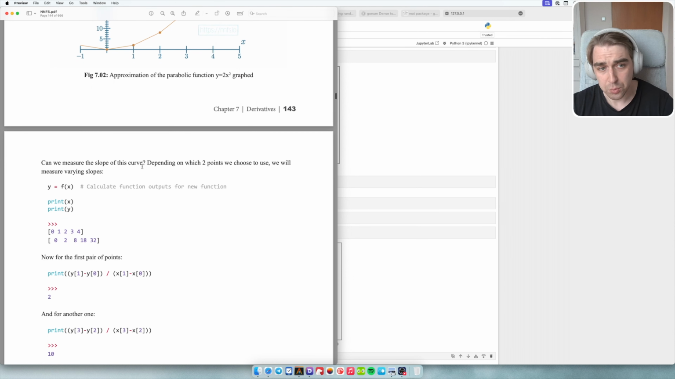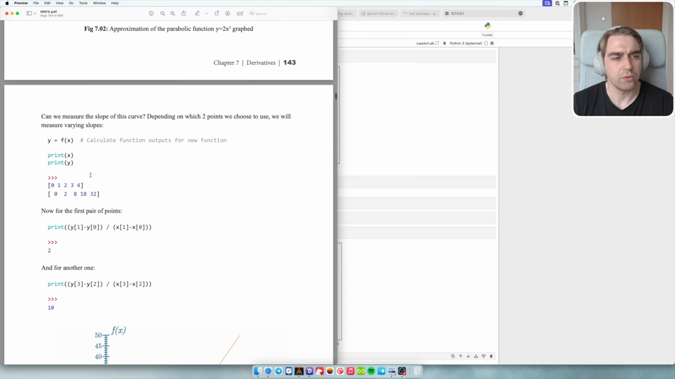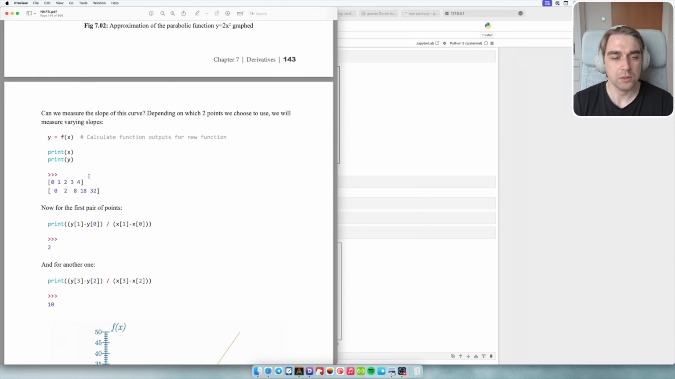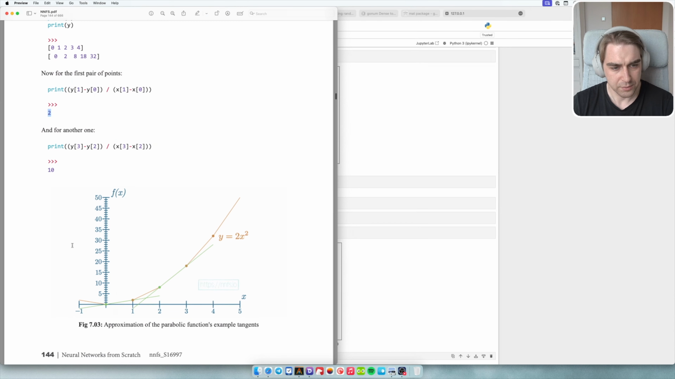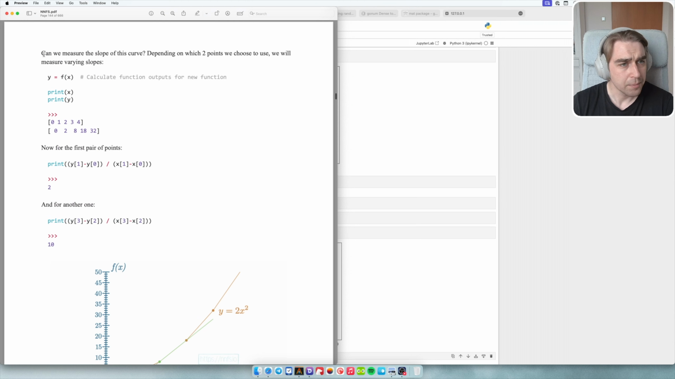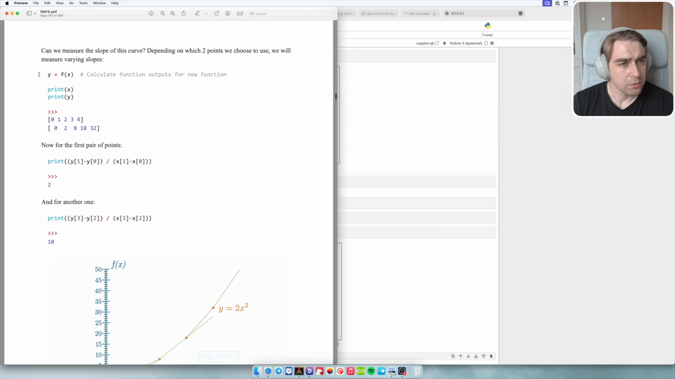Can we measure the slope of this curve depending on which 2 points we choose to use? We will measure various slopes. So the idea is the same. You need to get the delta y divided by delta x, and then you will have something, right? We calculate the outputs, right?